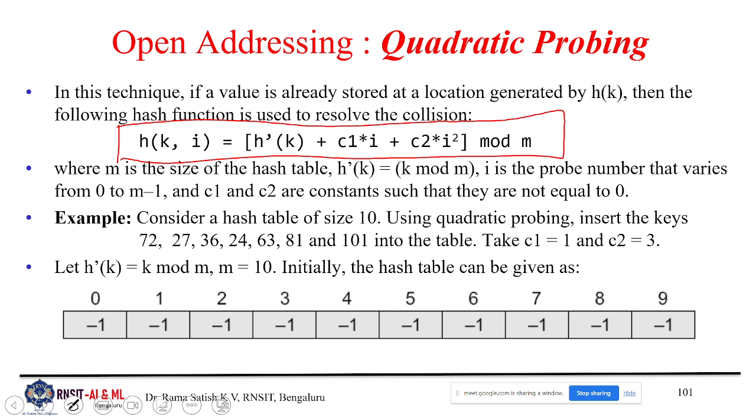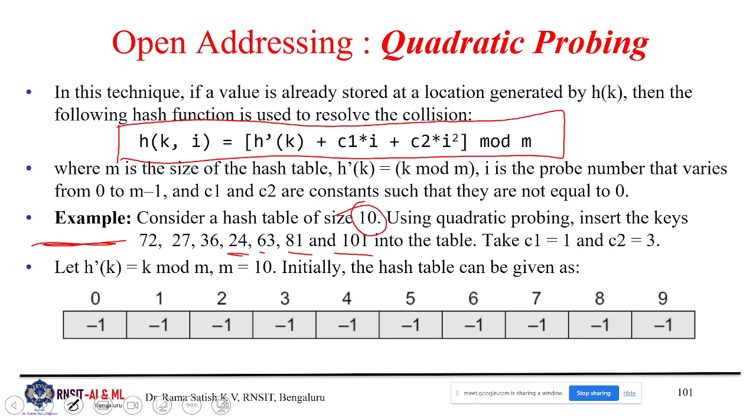Look at the example given here in this particular line. Consider a hash table of size 10, so m is 10. Using quadratic probing, insert the following keys: 72, 27, 36, 24, 63, 81, and 101. You can certainly make the insertion into the table. And you observe here, we have C1 equal to 1, C2 equal to 3.